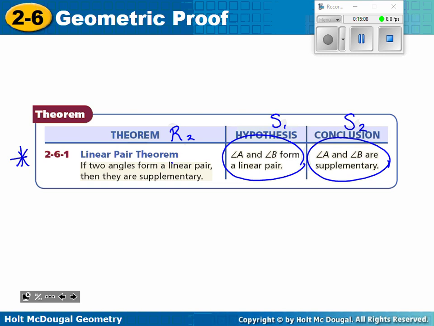So think about it. If two angles form a linear pair, here's a linear pair. Here's an angle, here's an angle. They form a linear pair. Do you agree that they're going to be supplementary? Okay, and we've talked about that. We just didn't give it this name. So keep that in mind.